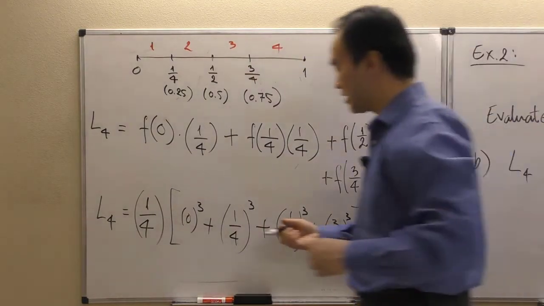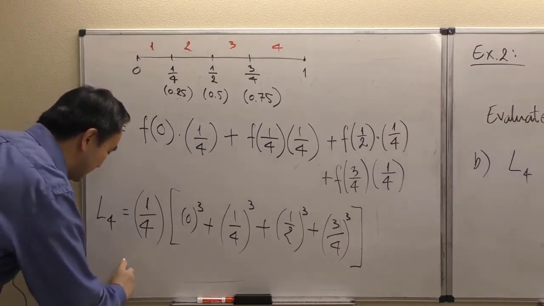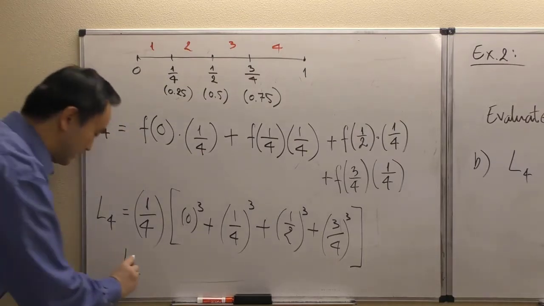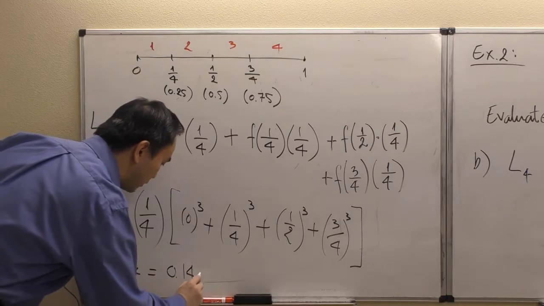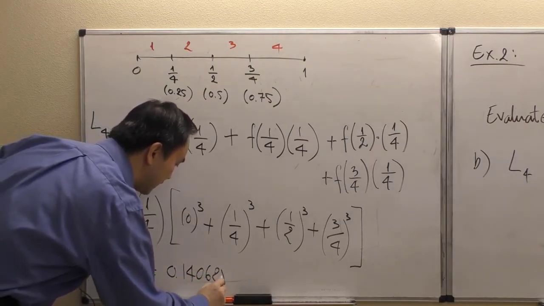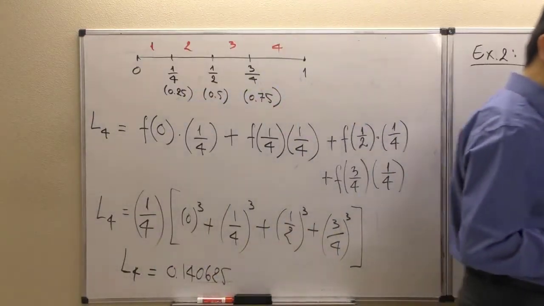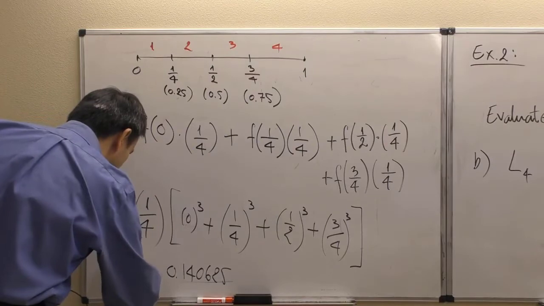All right. So my final answer now shows the left Riemann sum with 4 subintervals is finally calculated as 0.140625. Okay, and one more time, let me double check to see whether I've had the correct answer written down. And yes, that was the value.